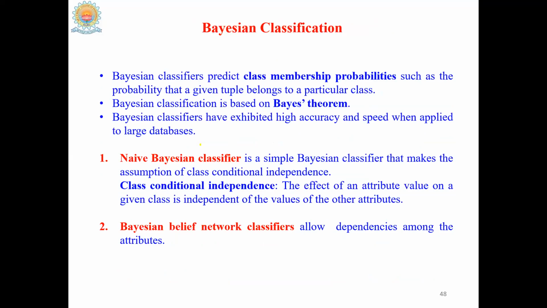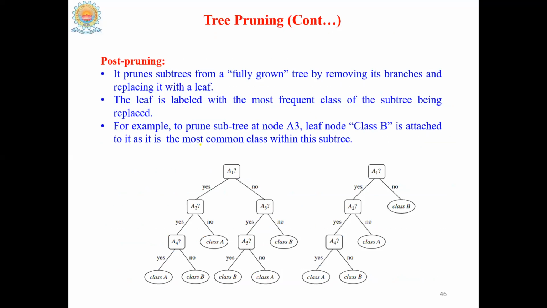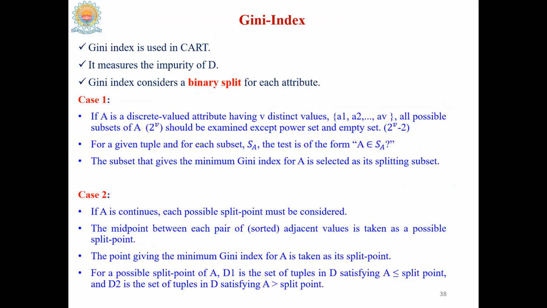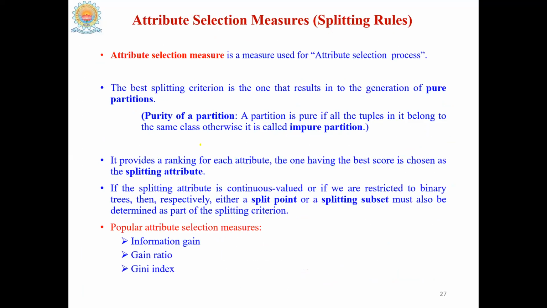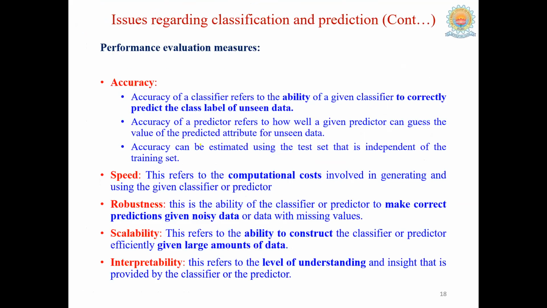And let's move to the topic of Bayesian classification. So just now we have finished the decision tree classifiers. So what is decision tree classification actually? Let me rewind for a while.